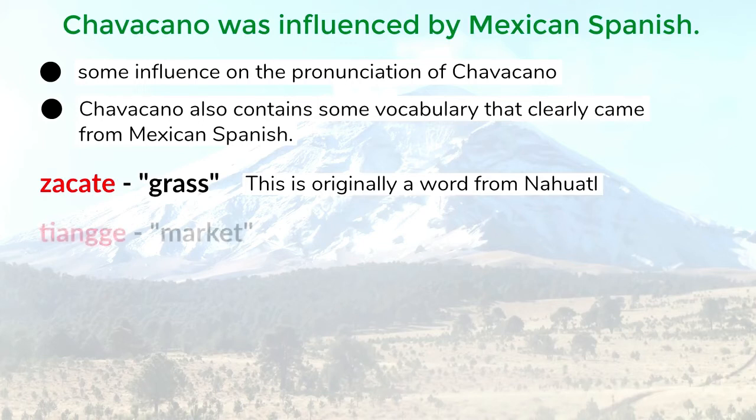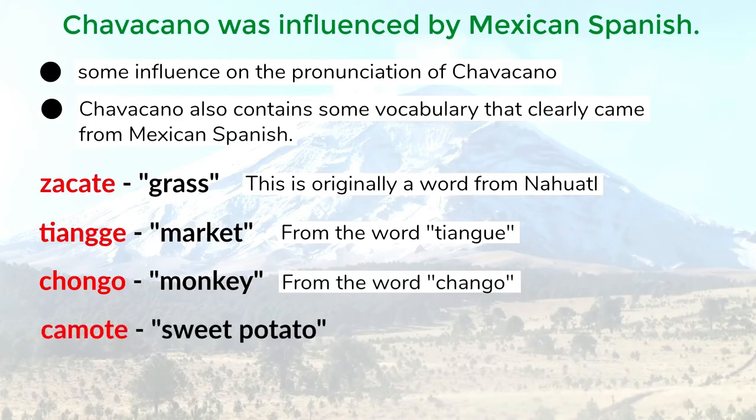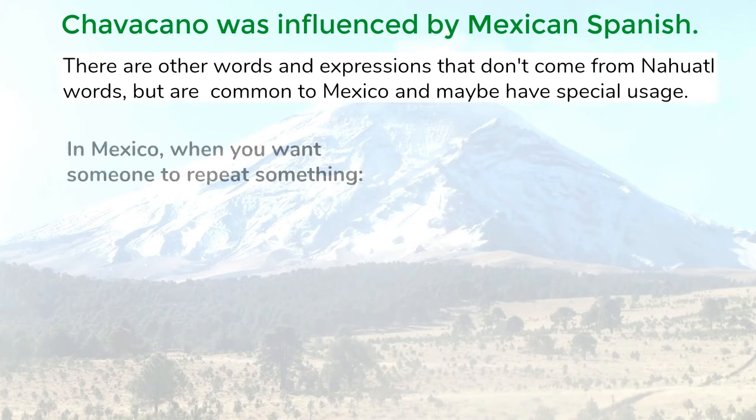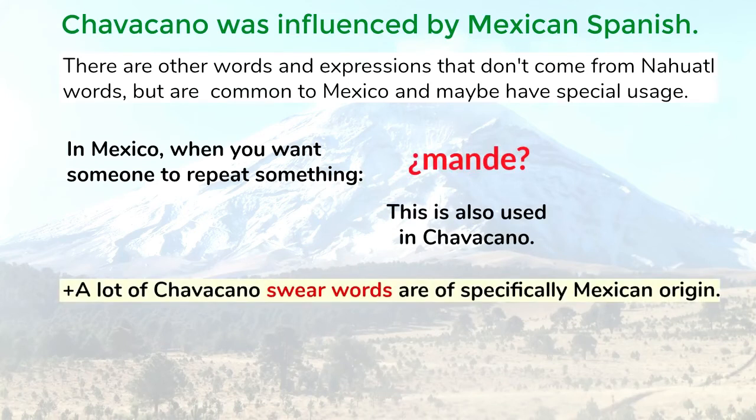These words are also from Nahuatl. Changue, meaning market, which comes from tiangue. Chongo, meaning monkey, from chango. And camote, meaning sweet potato. There are other words and expressions that don't come from Nahuatl words, but are common to Mexico, and maybe have special usage in Mexico. In Mexico, when you want someone to repeat something because you didn't catch what they said, you ask, "Mande?" This is also used in Chavacano. I also hear that a lot of Chavacano swear words are of specifically Mexican origin, but I'll skip those for now.